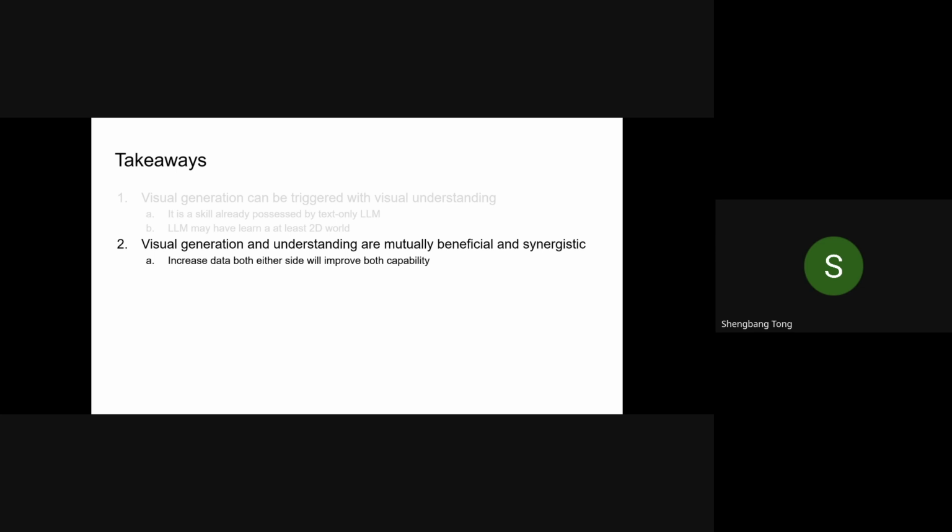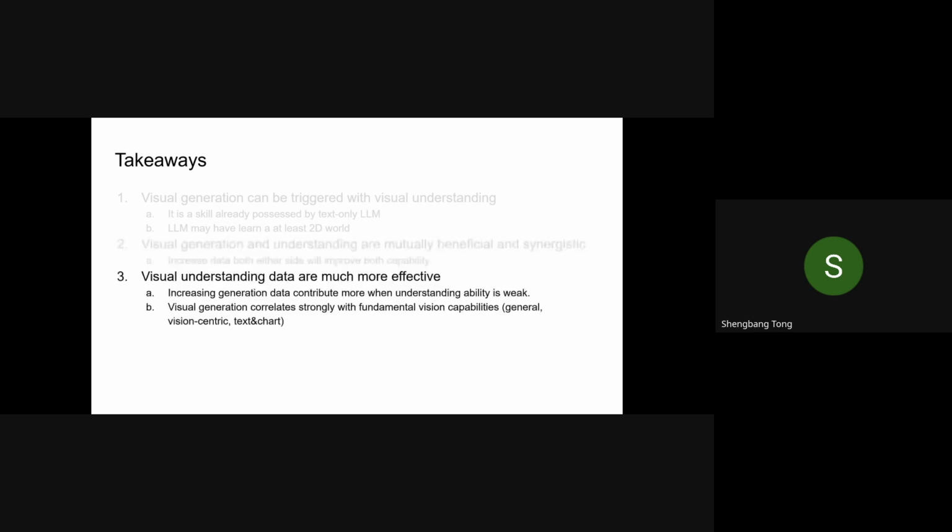We see that increasing data on both sides will improve both capabilities. But once again, we see that the visual understanding data are much more effective. Increasing generation data contributes more when the understanding ability is very weak, but when we have a strong visual generation ability, the contribution of visual generation data becomes much more minor. And we also see that visual generation correlates strongly with fundamental vision capabilities, like general, vision-centric, and text-centric.